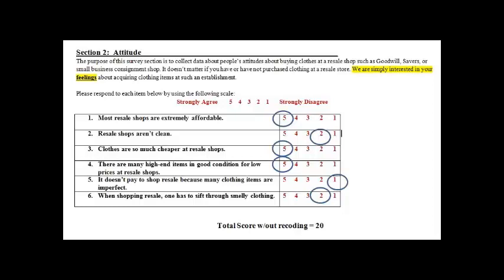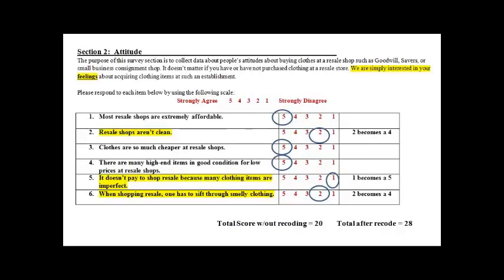But if you compare it to this next example, if we actually recode the negative items, and you can see here I highlighted in yellow the negative items, and we changed the answer of 2 to a 4, and for statement number 5 we changed the answer of 1 to a 5, and for answer 6 we changed the 2 to the 4. We flip the numbers and you can see that the total score went up to 28.